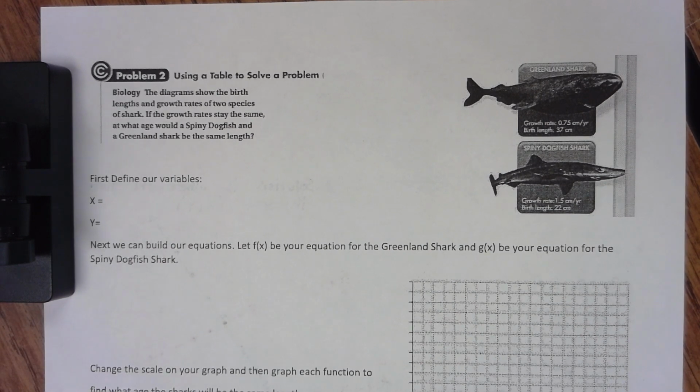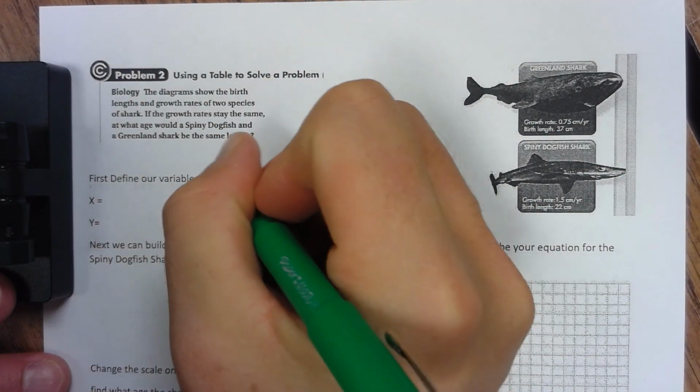It says the diagrams show the birth lengths and growth rates of 2 species of sharks. If the growth rates stay the same, at what age would a spiny dogfish and a Greenland shark be the same length? So anytime we have a system of equations, defining the variables is so important. So we're thinking about what are our unknowns. So anytime we're defining variables, what are the unknowns?